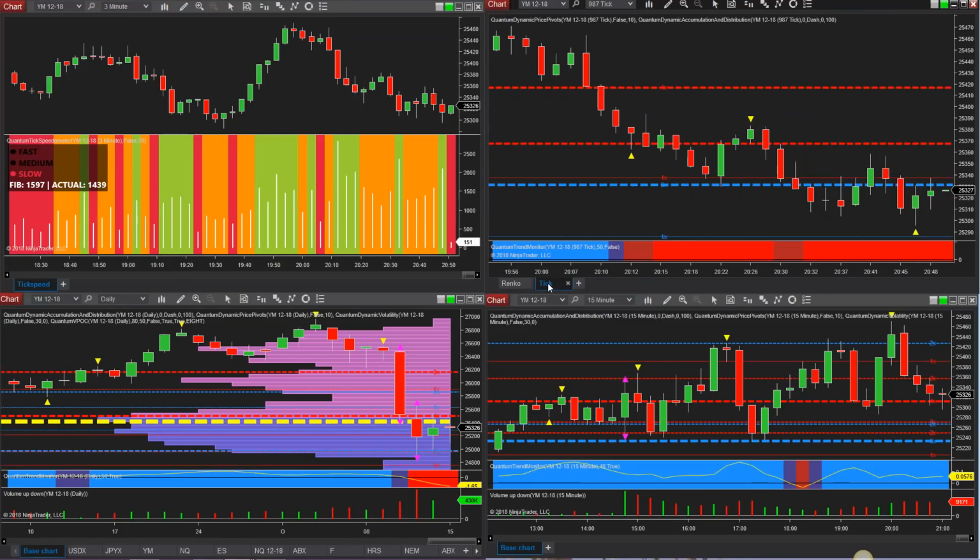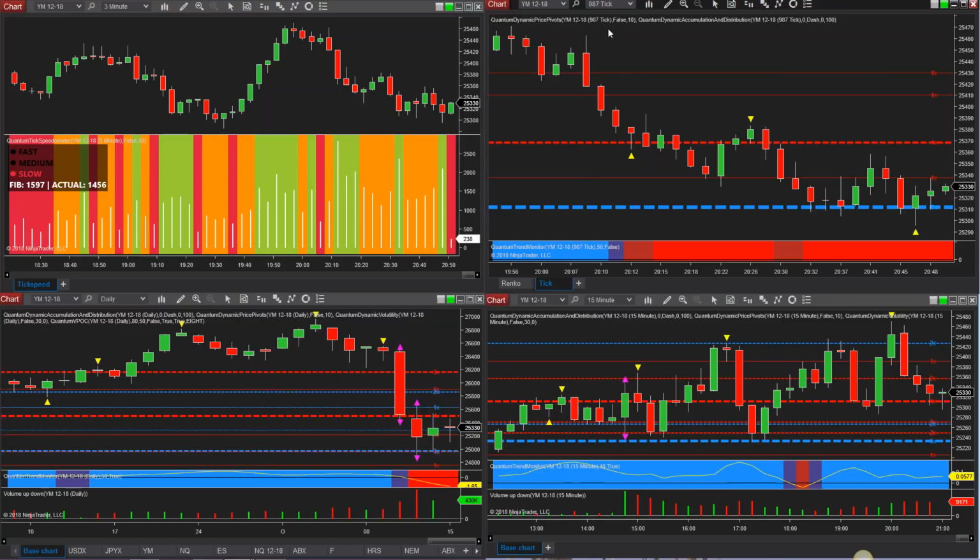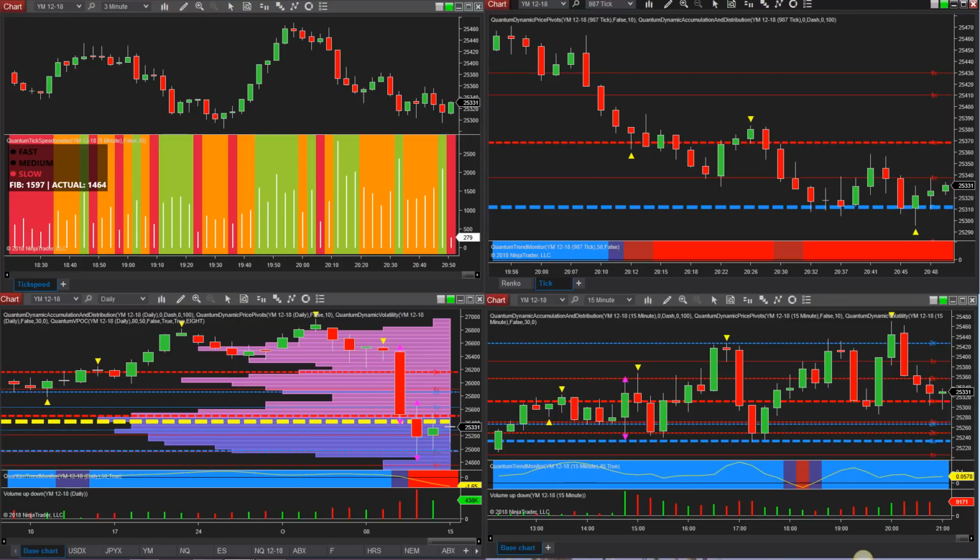I've also got the tick chart here. A tick chart is another way of using a non-time-based chart, and what the tick chart takes its candle creation from, the mechanism it uses, is the number of ticks. I've got this set at 987 tick at the moment.